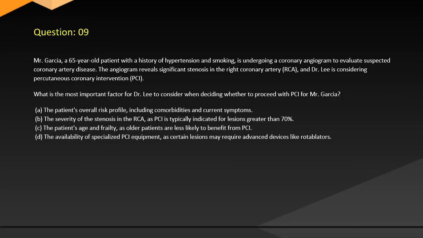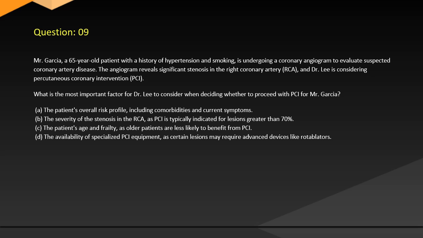Question 9. Mr. Garcia, a 65-year-old patient with a history of hypertension and smoking, is undergoing a coronary angiogram to evaluate suspected coronary artery disease. The angiogram reveals significant stenosis in the right coronary artery, or RCA, and Dr. Lee is considering percutaneous coronary intervention (PCI). What is the most important factor for Dr. Lee to consider when deciding whether to proceed with PCI for Mr. Garcia?